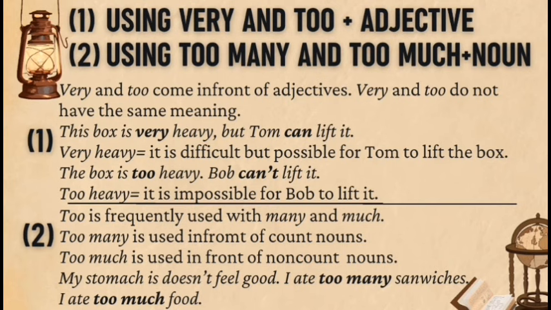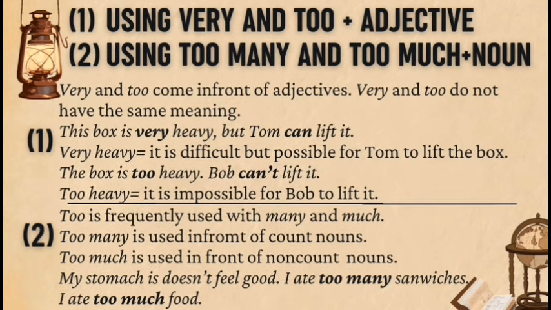The box is too heavy. Bob can't lift it. Too heavy means it is impossible for Bob to lift it. Too is frequently used with many and much. Too many is used in front of count nouns. Too much is used in front of non-count nouns. For example, my stomach doesn't feel good. I ate too many sandwiches.